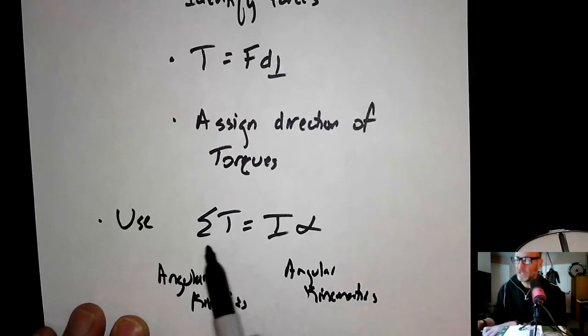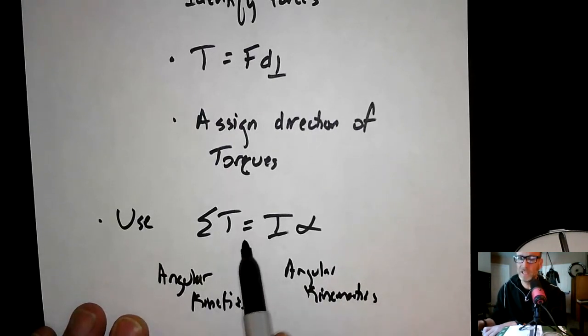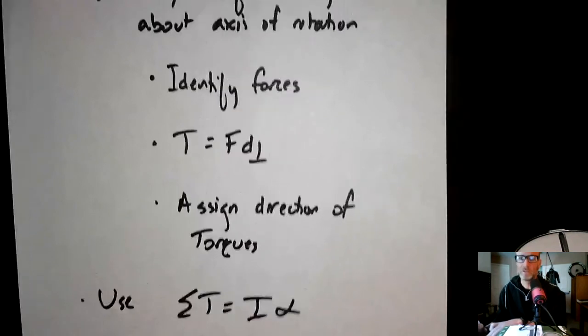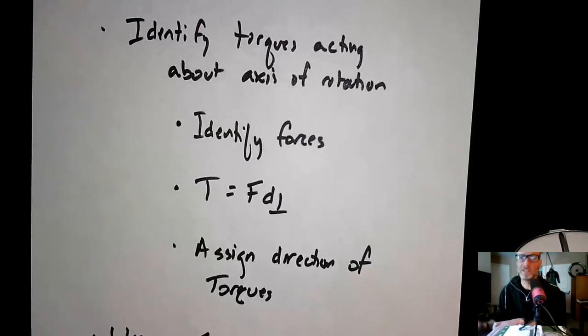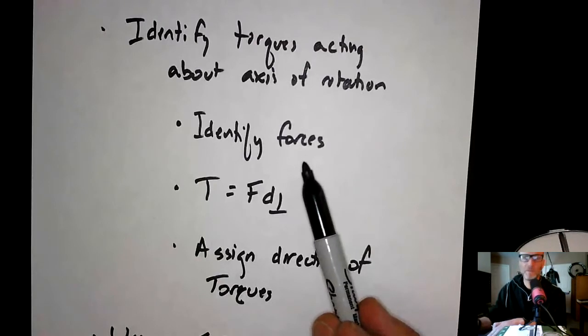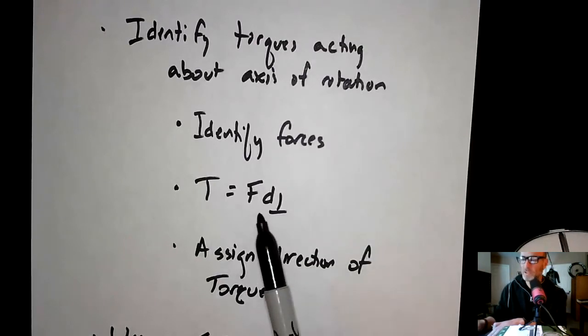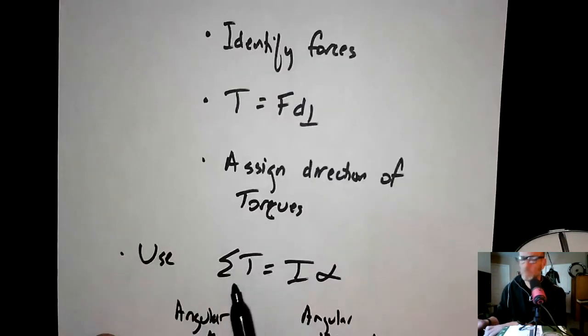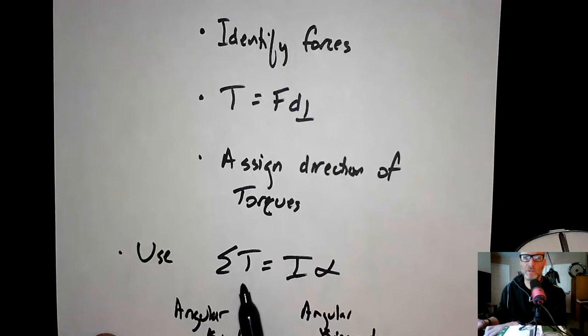So we'll understand, if we add up all the torques acting about the elbow joint, we'll understand the product of moment of inertia and angular acceleration. And angular acceleration represents the angular kinematic parameter. So we're just going to go through this process: identify the torques. We do that by identifying the forces. We'll use this equation to calculate each torque, we'll assign the direction associated with each torque, and then we'll put each of those torques into this equation.